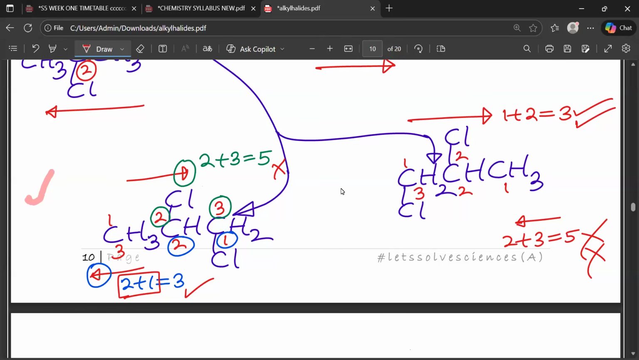So now things become easy because all of them are on the carbon skeleton of propane. Why propane? We are having 3 carbons throughout.